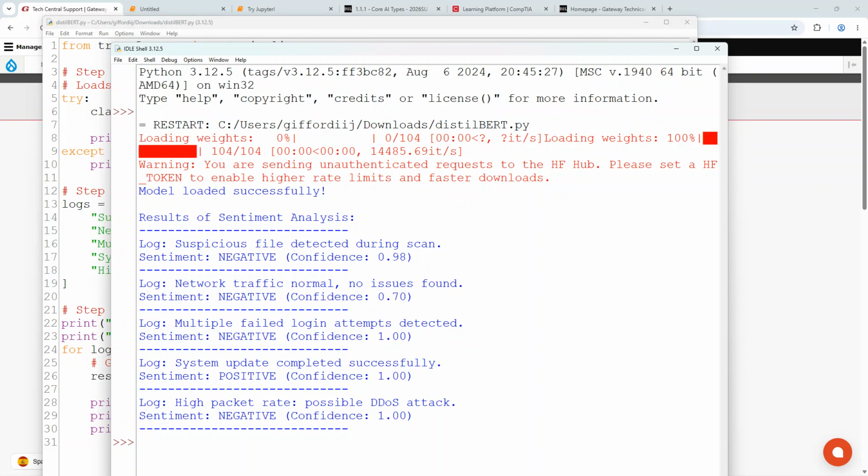Well, here's a little secret that I didn't tell you. The model returned a negative rating for network traffic normal, no issues found, because there's a mismatch between what the model was originally trained to do and the security data that we gave it. The specific model, the DistilBERT-based uncased fine-tuned SST-2 English, was trained entirely on movie reviews pulled from Rotten Tomatoes. So here it thinks it's evaluating a movie, not security log files.